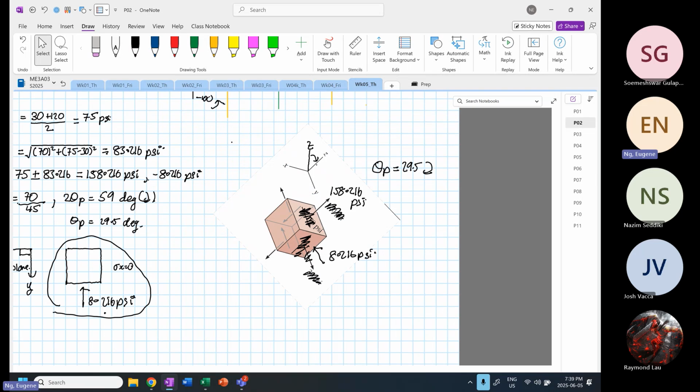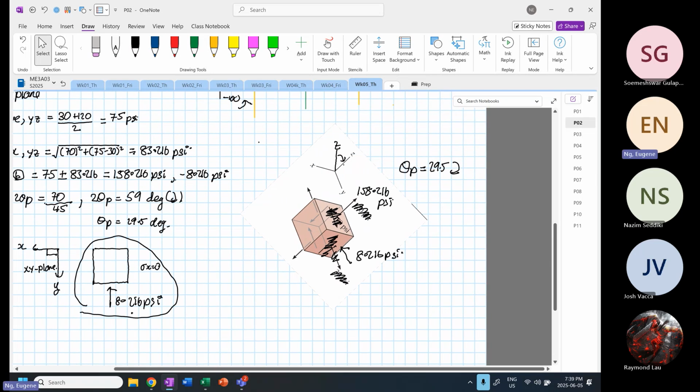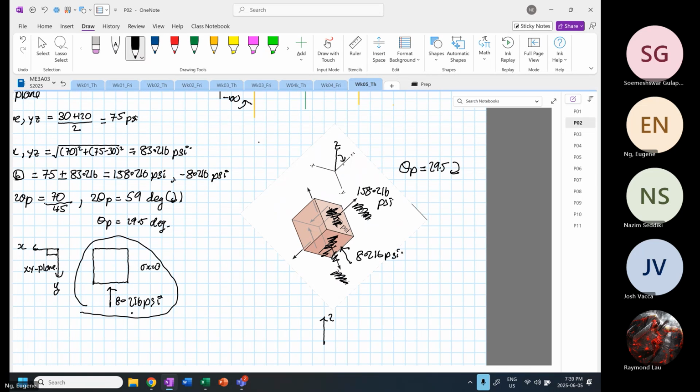So we are going to look at, I'm going to draw the X. Okay, now this is my X, or this is my Z. And now this is my X. Okay, right? So when I draw the element now, when we're in the XZ plane, over here, you have 158.216.